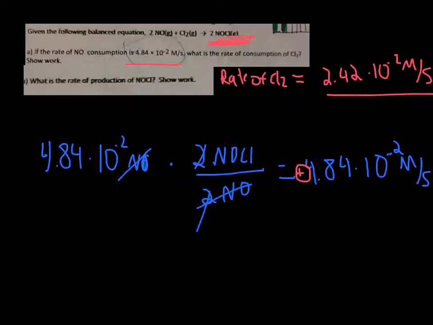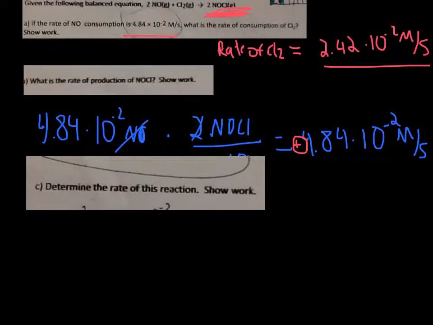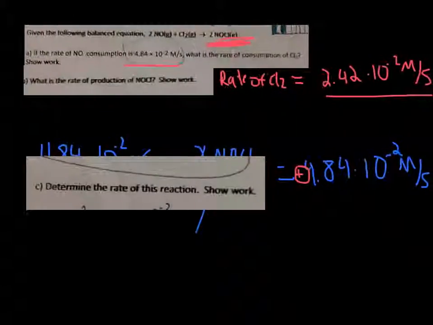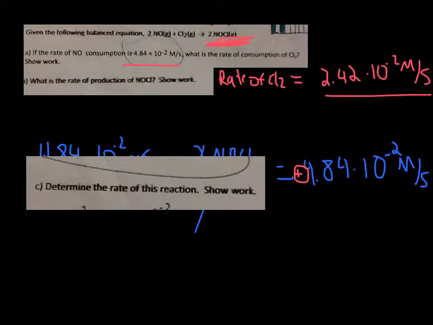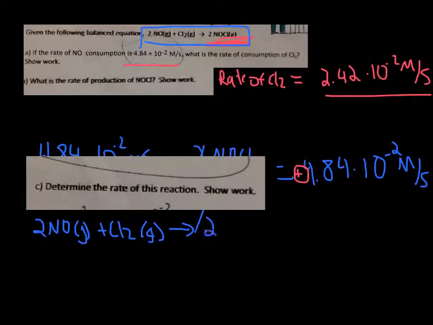Alright, so now the last part of this says determine the rate of reaction. Show work. How you determine the rate of reaction is, let me write the equation here: we have 2NO gas plus Cl2 gas equals 2NOCl gas.